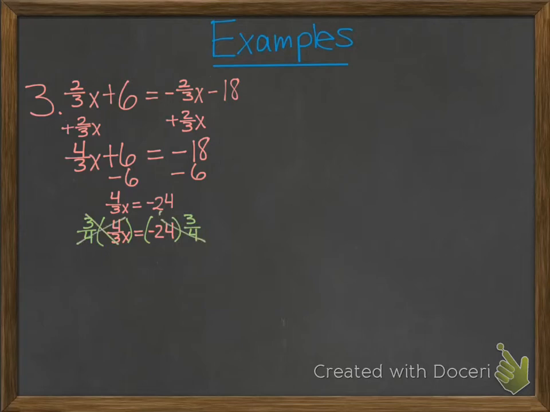Now we are going to multiply by the reciprocal, or as I like to remember it, the reciprocal, because you have to flip the divisor and the dividend. Next we cancel out the terms and we are left with our solution, x equals negative 18.